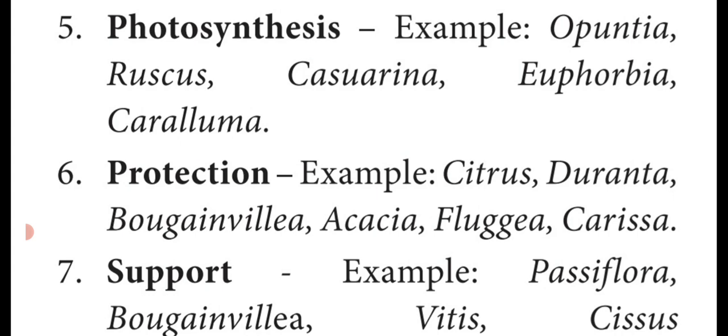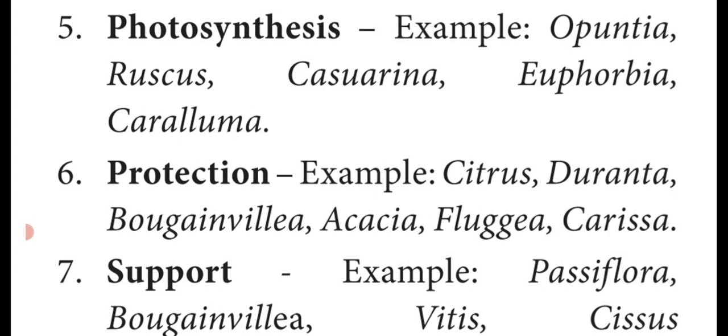Example, Citrus, that means lemon plant, Duranta, Bougainvillea, in Tamil we call it kagidapoo, Acacia, that means in Tamil karuvelam maram, Phlegia and Carissa. Those are all different plants whose stem is modified into or produces a sharp pointed elongated organ known as a thorn.